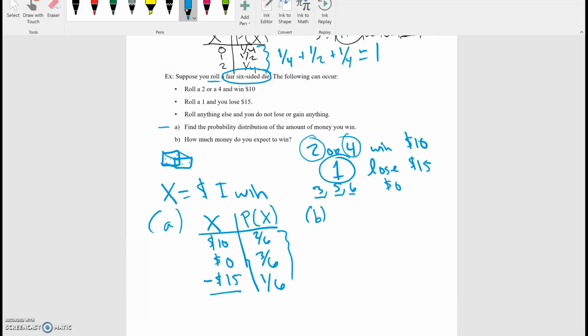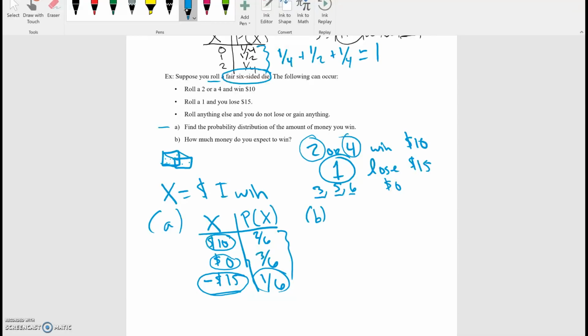Okay, well, how am I going to find how much I'm expecting to win? Well, I can win $10 2 out of 6 times. I can win $0 3 out of 6 times. Or I can win negative $15 1 out of 6 times, right? So I could easily just add these numbers together, because I'm basically taking the average of the 10 plus 0 plus negative 15, add them all together, divide by 3, and then try to get something. But that's not really what I'm doing, right?